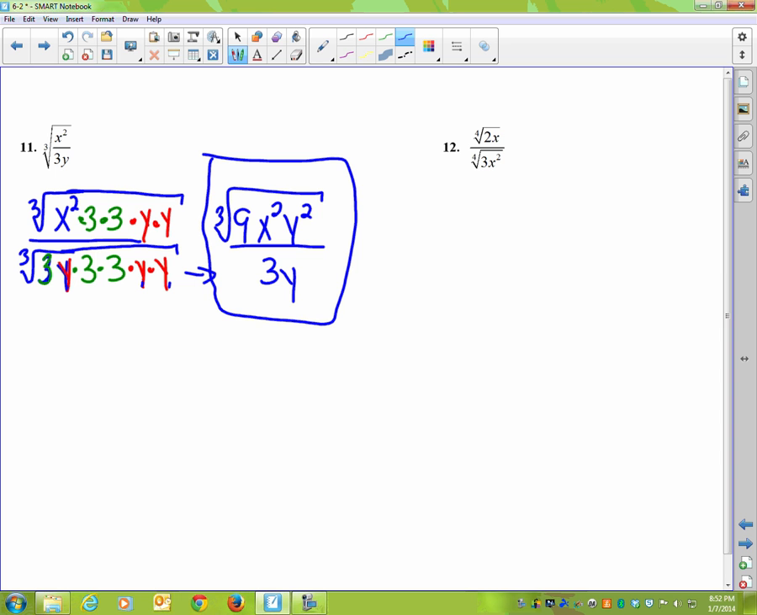So go ahead and give number 12 a try. Push pause while you're doing your work and then recheck when you're done.